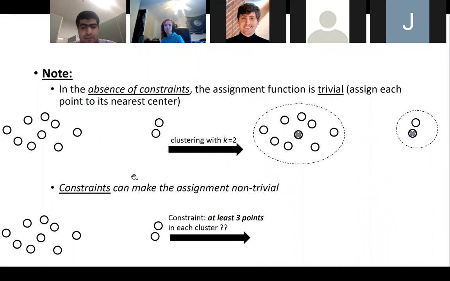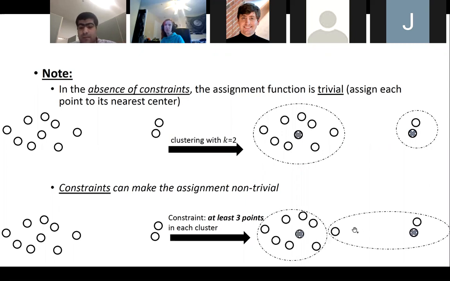Now, if we have a constraint, so for example, we're given the same set of points, and now the constraint says that each cluster should contain at least 3 points. It's clear in this case that this cluster cannot remain as it is because it only has 2 points. So what's going to end up happening is something like this, where we have this point assigned to the center that's further away to satisfy the constraint. I'm just mentioning this because fair clustering is also an instance of constrained clustering, and we will see this behavior as well. So the assignment is not trivial in fair clustering.